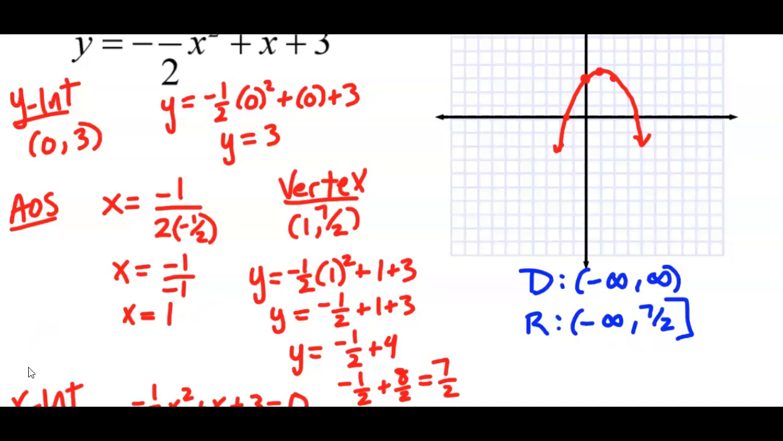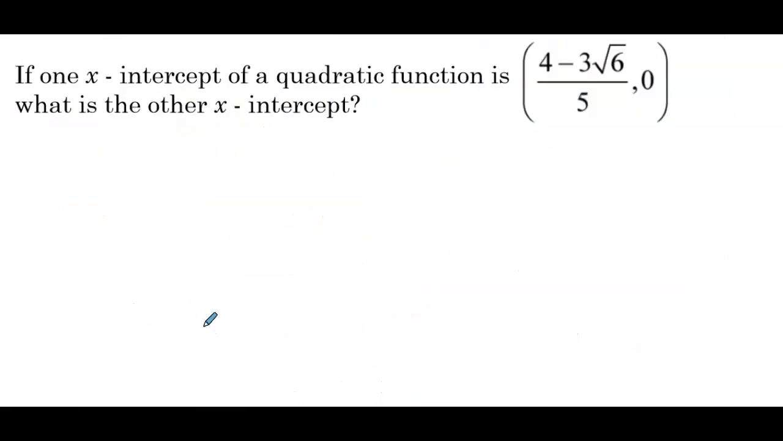Now we have one last question to answer. If one x-intercept of a quadratic function is 4 minus 3 times the square root of 6 over 5, 0, what is the other x-intercept? So in order for the person to find 4 minus 3 times the square root of 6 over 5, 0 as one of the x-intercepts, they had to use the quadratic formula. You wouldn't get this solution from factoring.